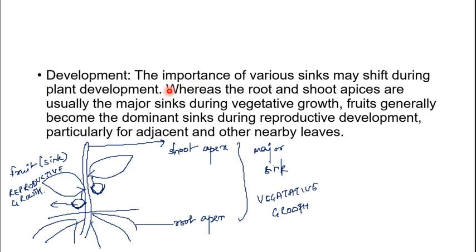Another factor is development. The shoot apex and root apex serve as a major sink during vegetative growth because they require a large amount of photosynthate. Shoot and root growth takes place during the vegetative growth. So the major sinks are the shoot apex and root apex during the vegetative growth. But during the reproductive growth, when the fruit starts developing, then fruit becomes the major sink. So in the vegetative stage, shoot apex and root apex are the major sinks, but in the reproductive stage, fruit is the major sink.